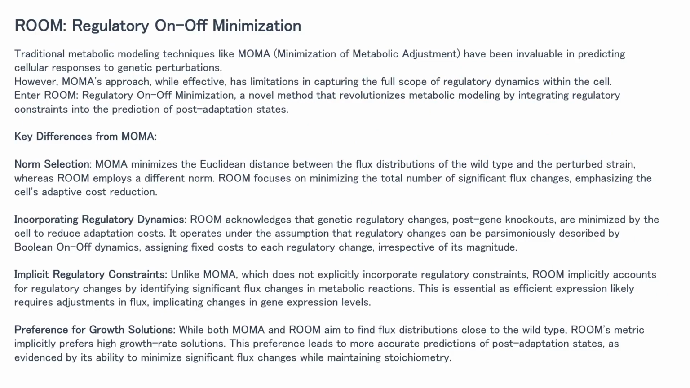Next is another variation of FBA, which is ROOM, the full form of which is regulatory on-off minimization. What is interesting about it is it integrates regulatory constraints into the prediction of the post-adaptation states. As we saw, FBA does not integrate regulatory constraints into its model. But there's another variation of FBA to do that.